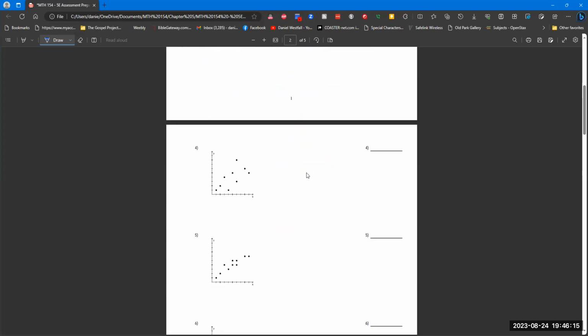Now, number 4 I see is generally trending upwards. As the x increases, y is generally increasing, like so, maybe. But there's a lot more error in this here than there was in the previous example. So this is a weak positive correlation.